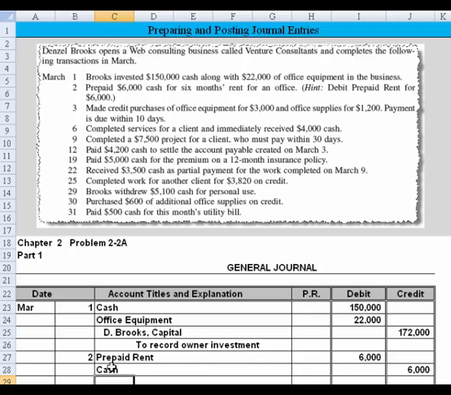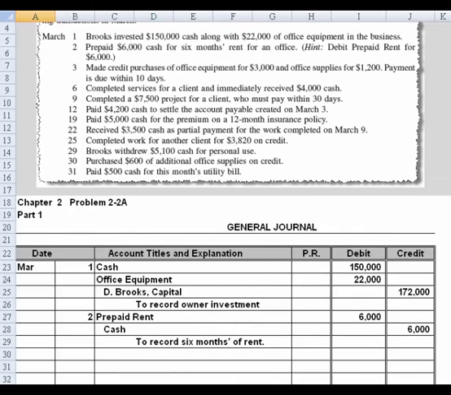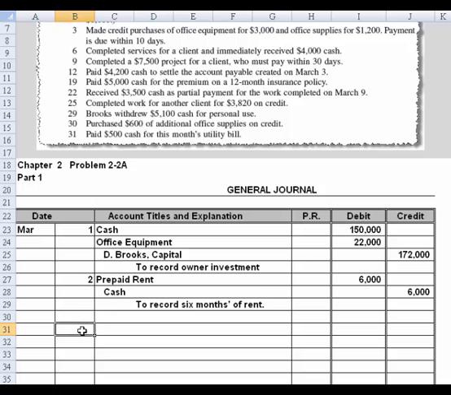and let me indent this first. And I would then say "to record 6 months of rent," something like that, and we've got the debits and credits. Okay, so now I'm going to scroll a little bit. Let's go a little bit more. So now we're on the 3rd, right?